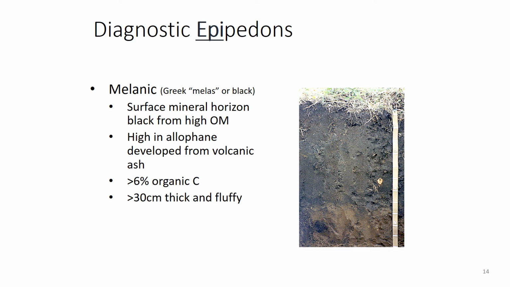Melanic. Now, this is an interesting one, and it's not one that I usually ask you about on exams, but I still wanted to include it here. It's a surface mineral horizon that's black from high organic matter. It's generally associated with volcanic ash, which means that it's also associated with the Andisol soil order. It has a lot of organic carbon from that ash, and it's more than 30 centimeters thick and very fluffy.